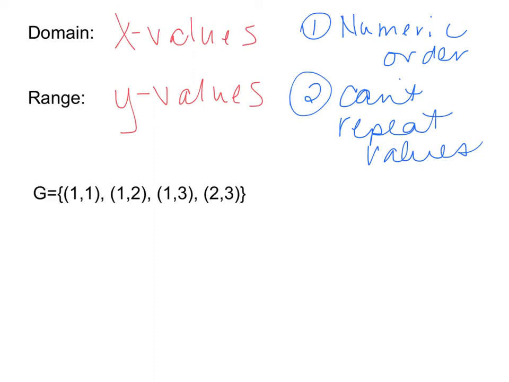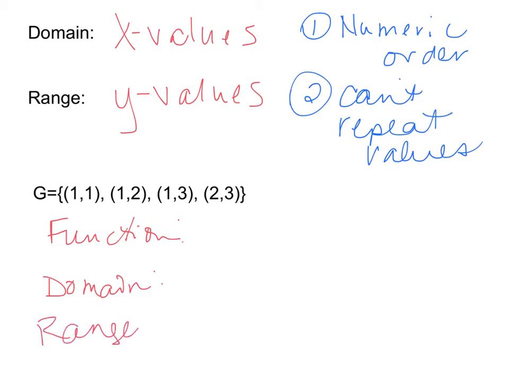For this relation, we don't know if it's a function yet or not. We're going to determine that. For this relation, we see that G is the ordered pairs (1, 1), (1, 2), (1, 3), and (2, 3). So we have a couple of questions that we want to ask. First of all, is this a function? And then, regardless of whether it is a function or not, we are going to state the domain and the range.